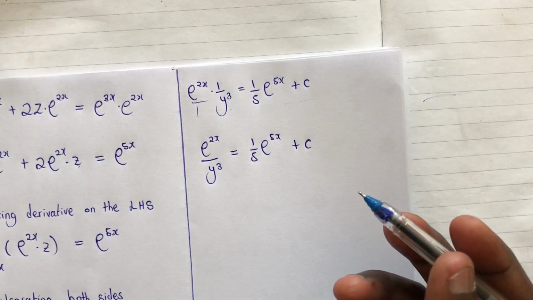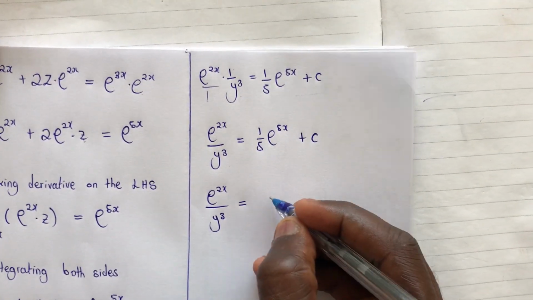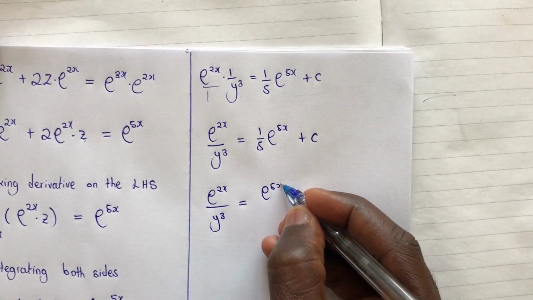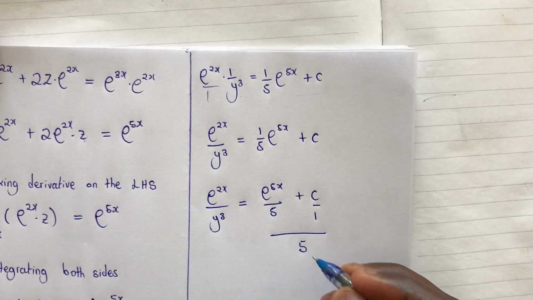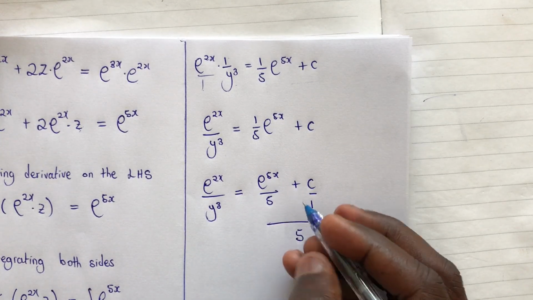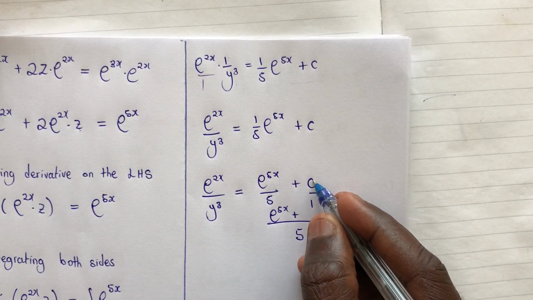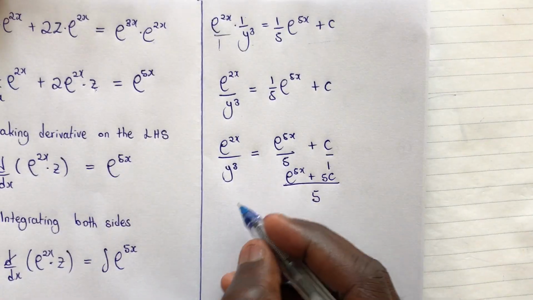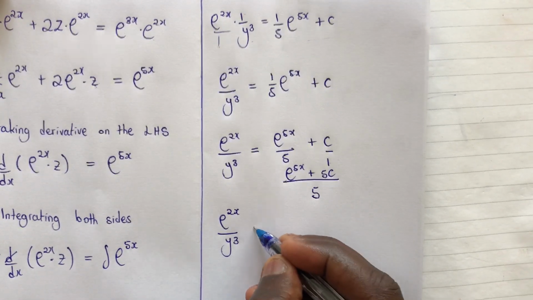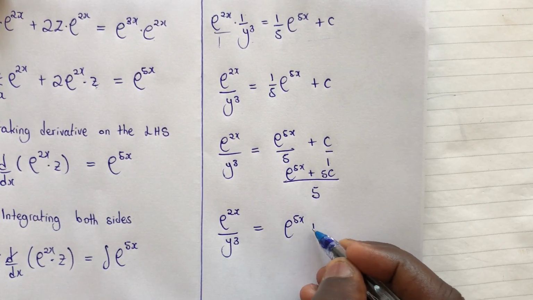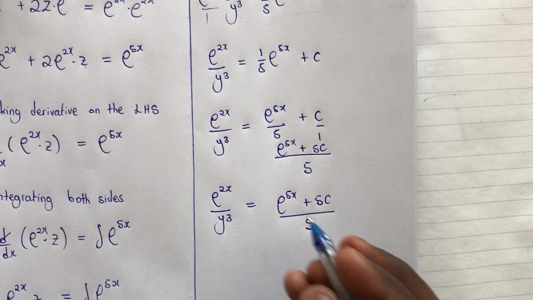When I move on, this gives me e^(2x) all over y to the power 3 equal to this times 1, e^(5x) all over 5 plus c. Don't forget this is over 1. The LCM is 5. 5 here is 1, 1 times the numerator e^(5x), plus 1 into 5 is 5, and 5 times c is 5c. So from here we have e^(2x) over y to the power 3 equal to e^(5x) plus 5c all over 5. Now you can cross multiply from here.